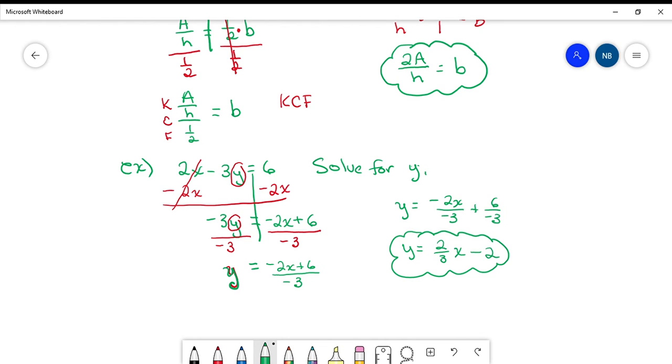All right, so there's 4 examples of solving, or maybe 5 examples of solving literal equations. All you're doing is rearranging things without breaking any rules.